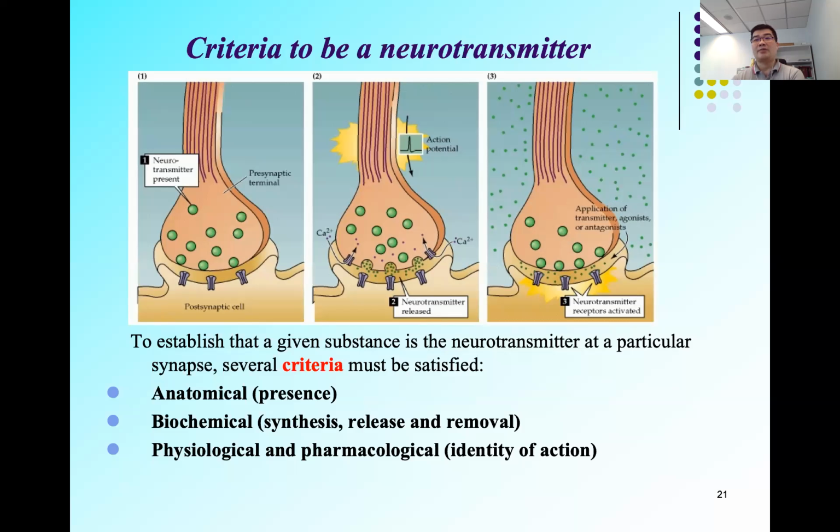So for example, if you say that acetylcholine is a neurotransmitter causing the muscle to contract, then the nerve terminals at the muscle must contain the acetylcholine. Is it okay? So that's anatomical. Just the location, which makes sense. If the action is there, then they must be there. If they are not there, how can they be the neurotransmitter?